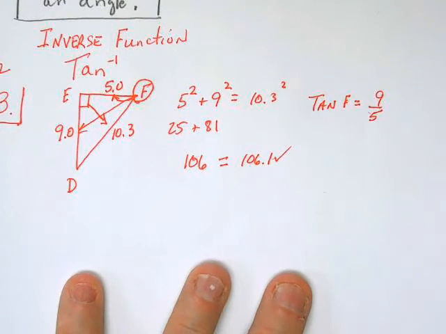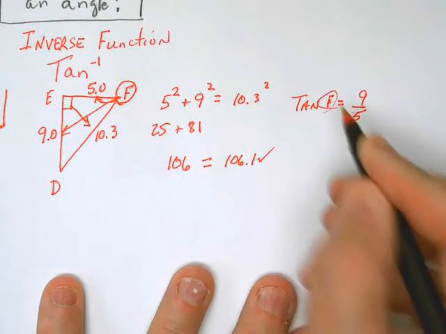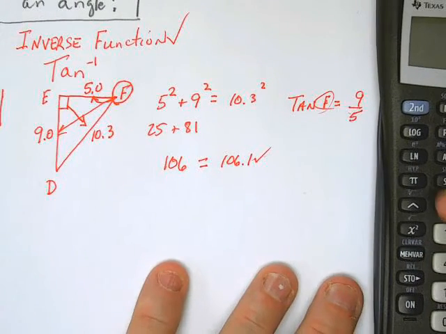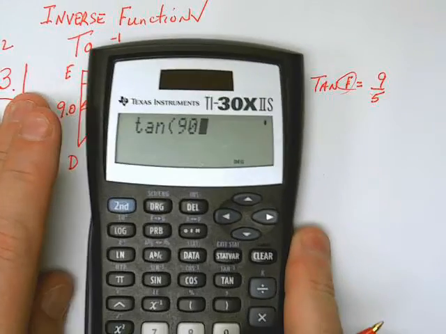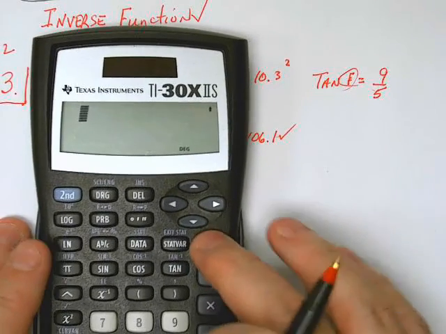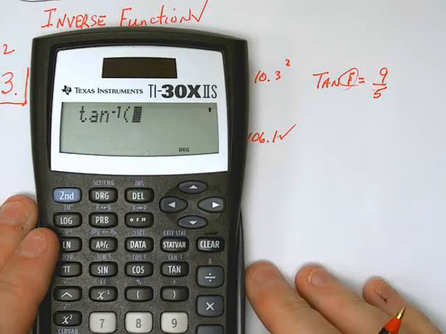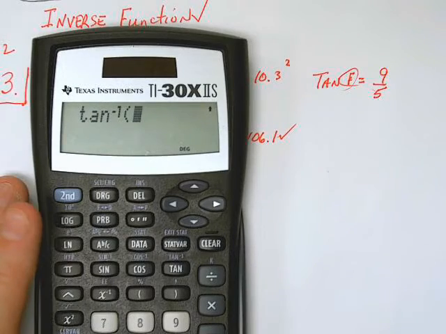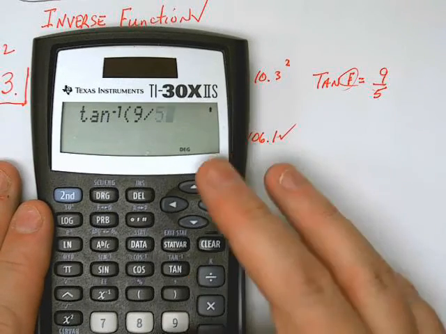Okay, so tangent of F is equal to 9/5, but if we're trying to find the measure of an angle, I just said we've got to use the inverse function. Let's do that. Let's clear. Inverse tangent. You should be doing it with me so you know that you're doing it right. Inverse tangent. Now we put the fraction on there. 9 divided by 5.